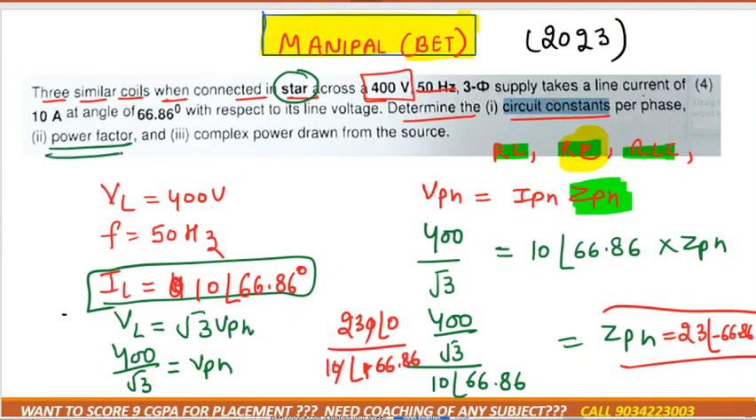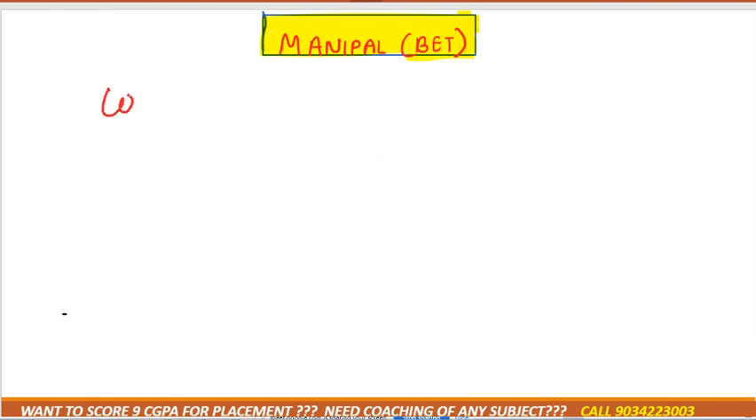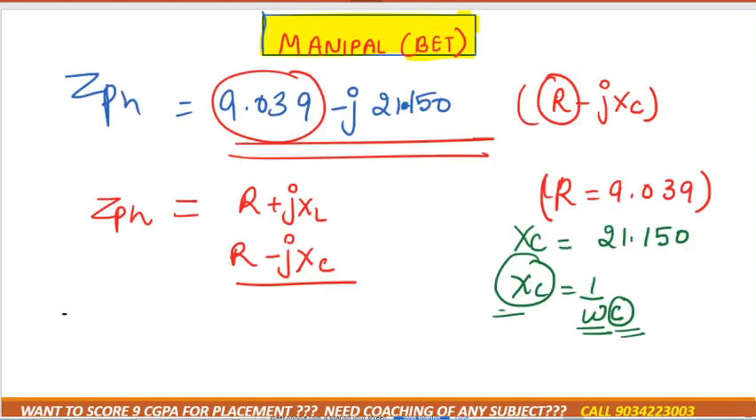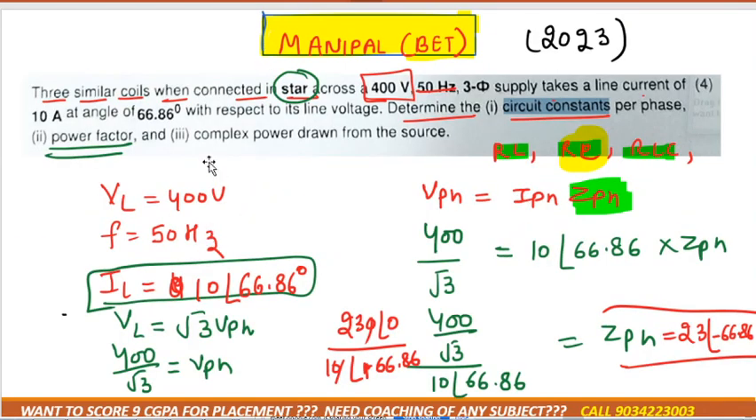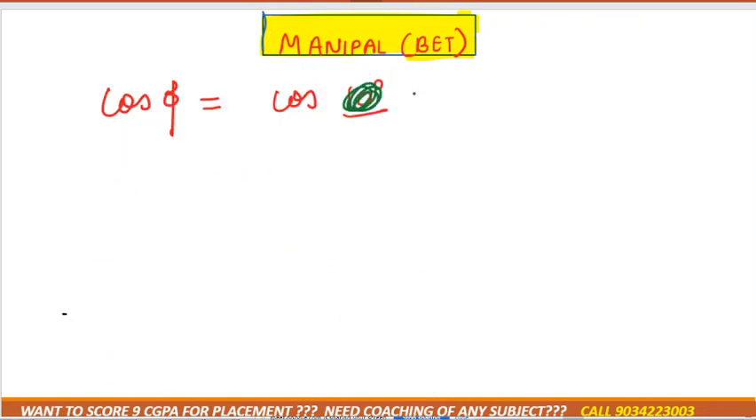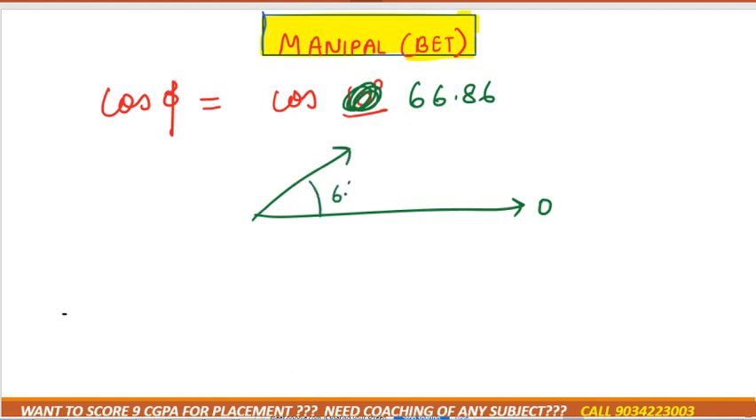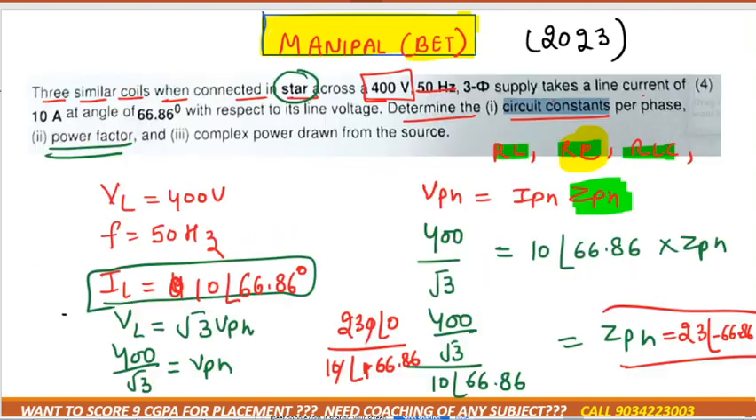Next they are asking for the power factor. As you know, power factor is denoted by the term cos phi. Phi is the angle between voltage and current. Because the voltage angle is 0 degree and the current angle is 66.86, we'll get cos of 66.86, right? Voltage is at 0 degrees, so 0 degrees here, and 66.86 is like this. So the angle between voltage and current is this one. After solving it, we'll get the power factor, correct?